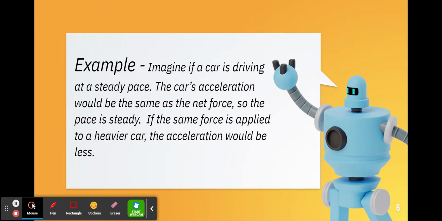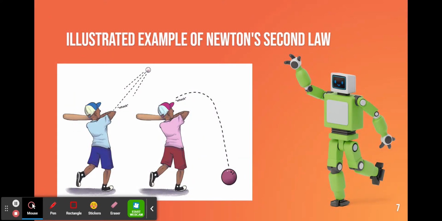Example. Imagine if a car is driving at a steady pace. The car's acceleration would be the same as the net force, so the pace is steady. If the same force is applied to a heavier car, the acceleration would be less. Illustrated example of Newton's second law.